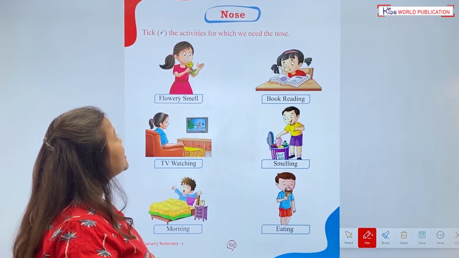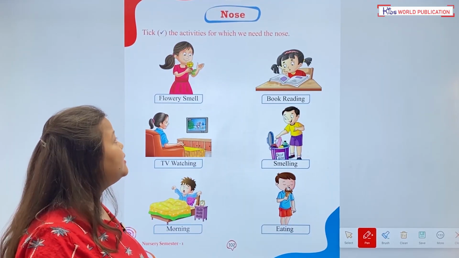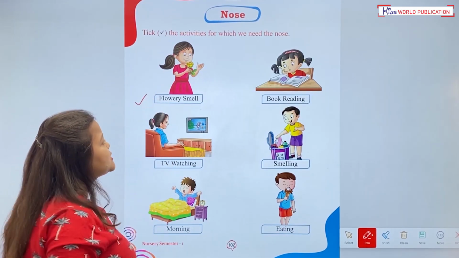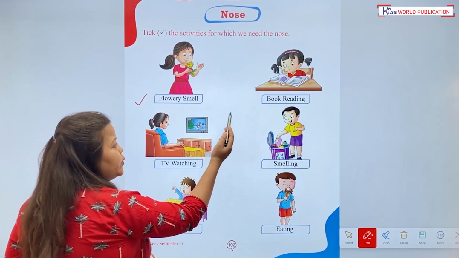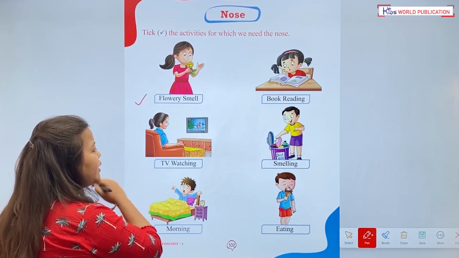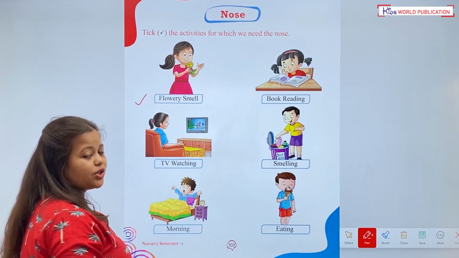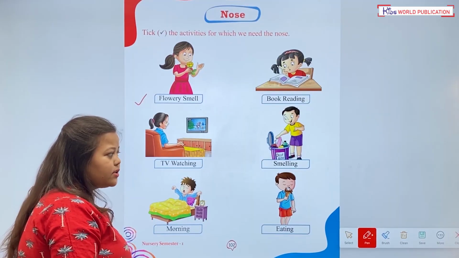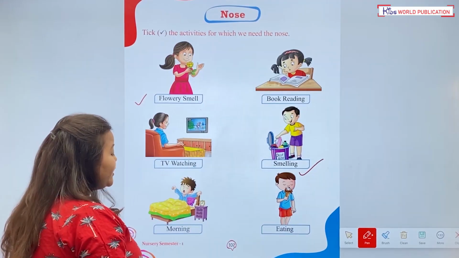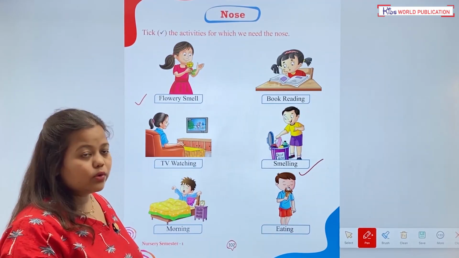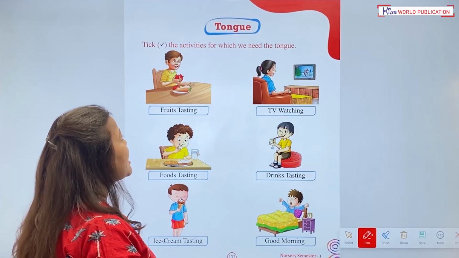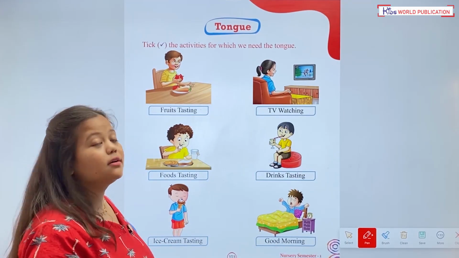Nose. Tick the activities for which we need the nose. Do we need the nose for flowery smell? Yes. Do we need the nose for book reading? No. Do we need the nose for TV watching? No. Do we need the nose for smelling? Yes. Do we need the nose for morning? No. Do we need the nose for eating? No.